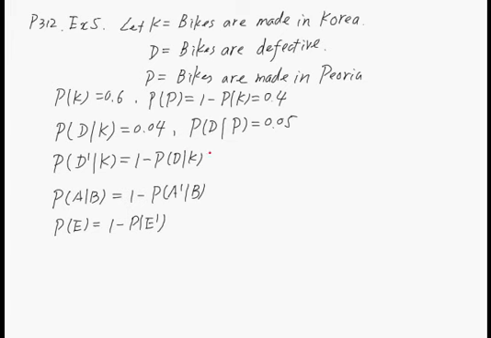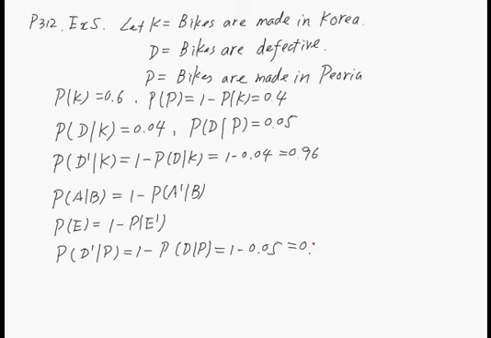So now we have this equal to 1 minus 0.04, and this is equal to 0.96. And similarly, we have P of D prime given P, and this is equal to 1 minus P of D given P, which is 1 minus 0.05, and this is equal to 0.95.